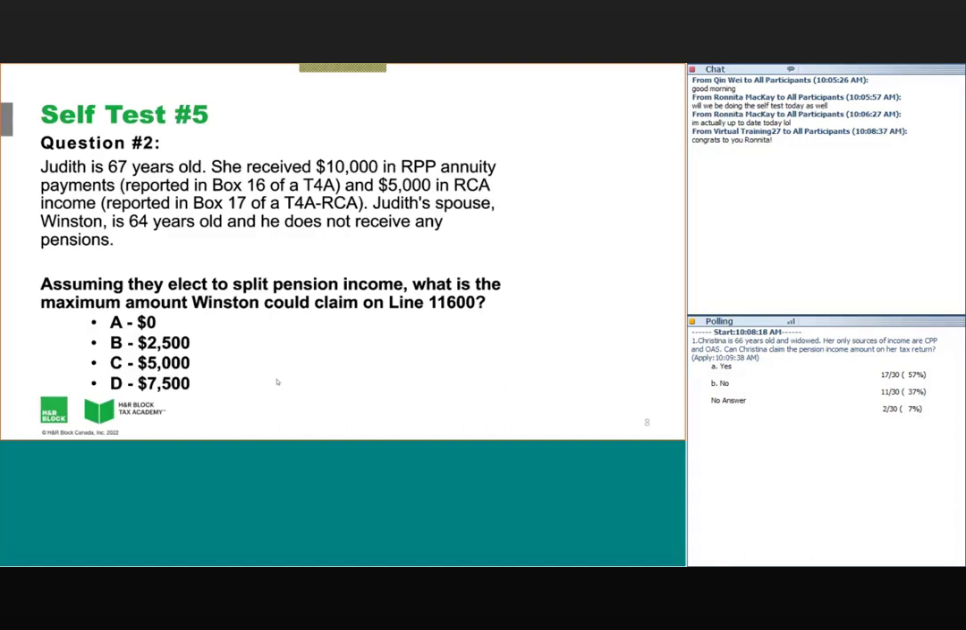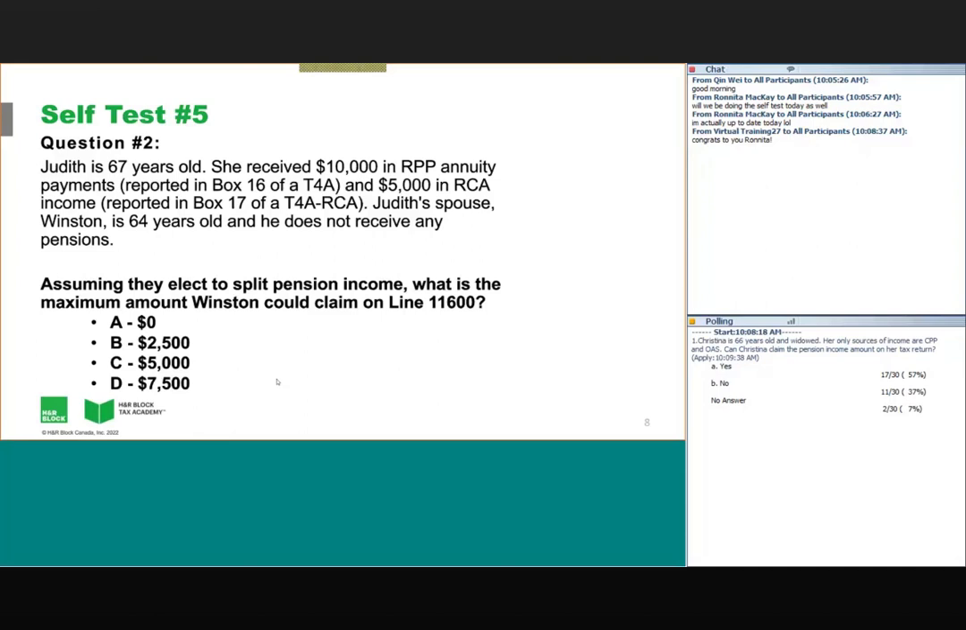So next question. Question 2. Judith is 67 years old. She received $10,000 in RPP annuity payments, reported in box 16 of a T4A, and $5,000 in RCA income, reported in box 17 of a T4A RCA. Judith's spouse, Winston, is 64 years old, and he does not receive any pensions. Assuming they elect to split pension amount, what is the maximum amount Winston could claim on line 11600? A, 0; B, 2,500; C, 5,000; or D, 7,500.